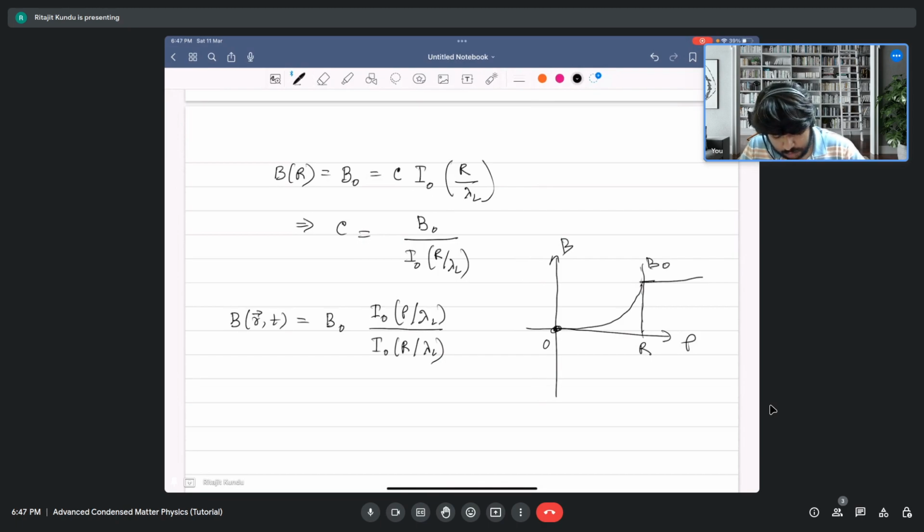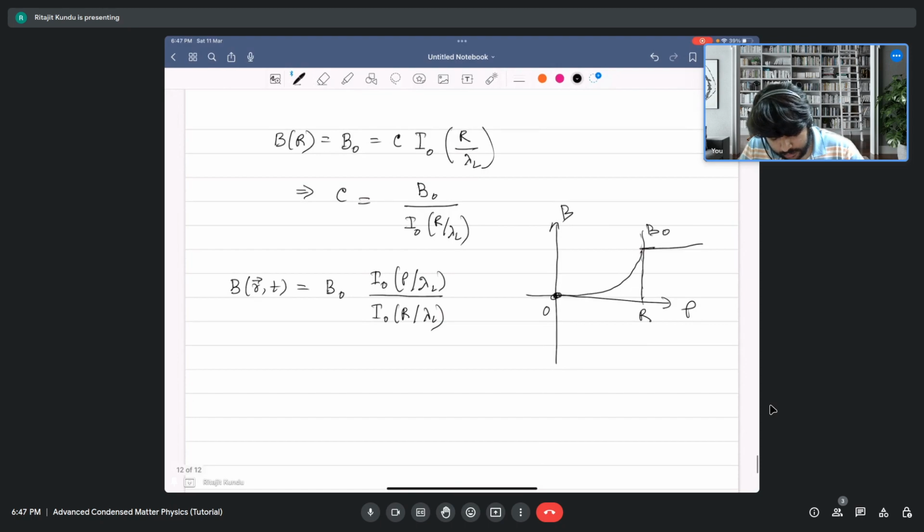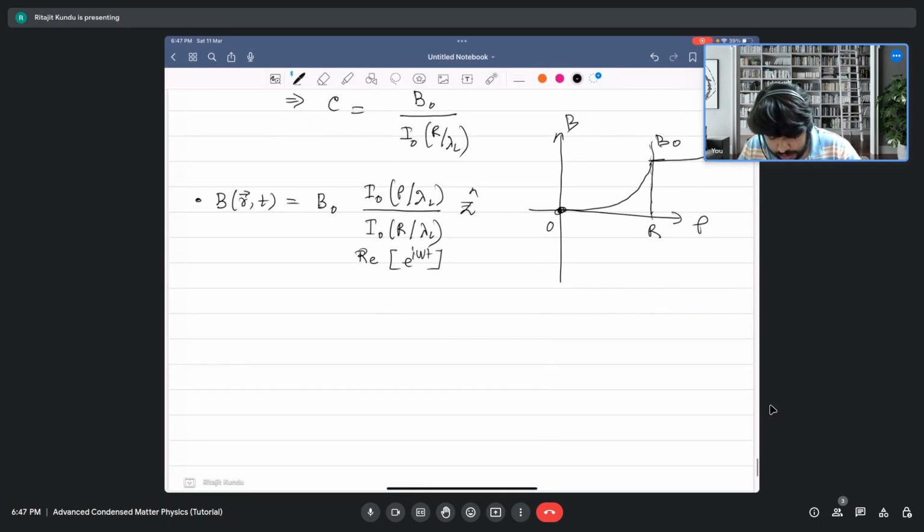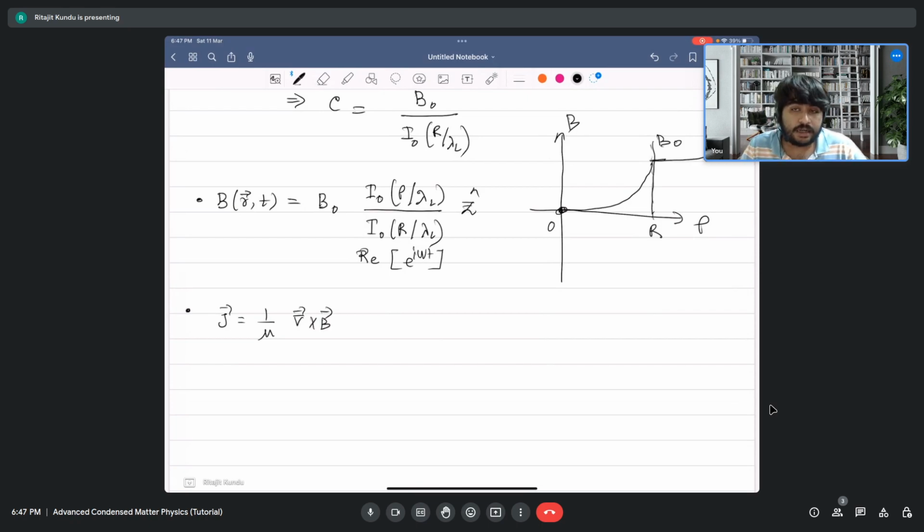This is in the z direction, and also there is the oscillatory part, the real part of e to the power i omega t. Now one important thing: I know the magnetic field, so what is the current? For the current, we'll again calculate in a similar way the curl of B. So the current is given by the curl of B. Here we'll again be using the curl in the cylindrical basis. The curl in the cylindrical basis is defined like this.